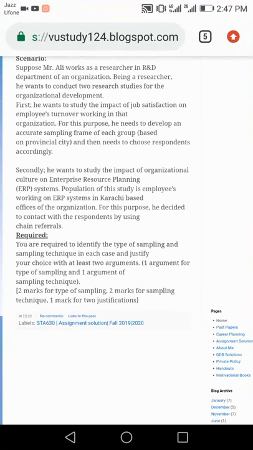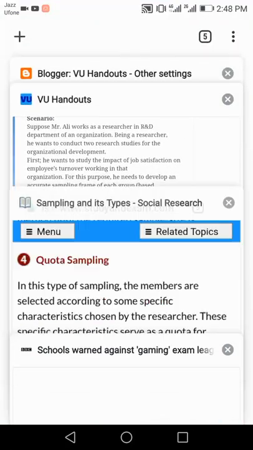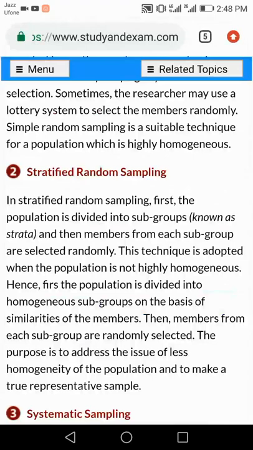So students, again, first he wants to study the impact of job satisfaction on employees' turnover working in that organization. He needs to develop an accurate sampling frame of each group. So if we study stratified random sampling, in stratified random sampling, first the population is divided into subgroups known as strata, and then members from each subgroup are selected randomly. This technique is adopted when the population is not highly homogeneous.